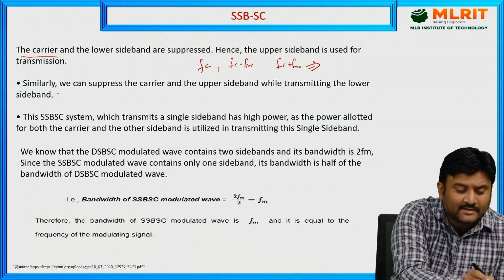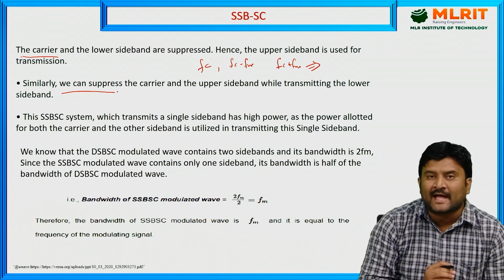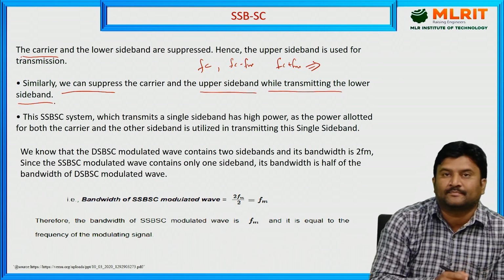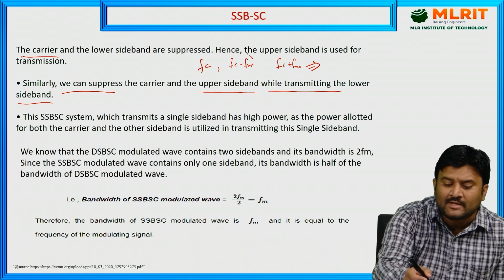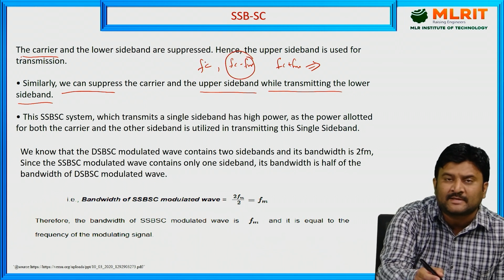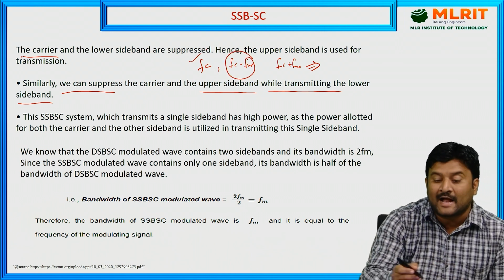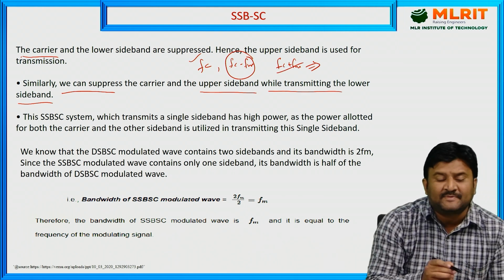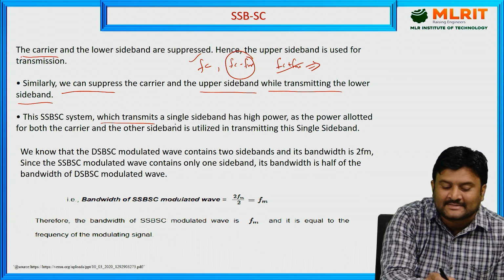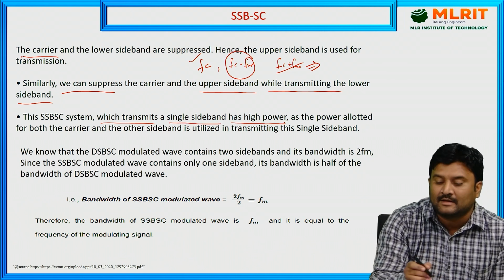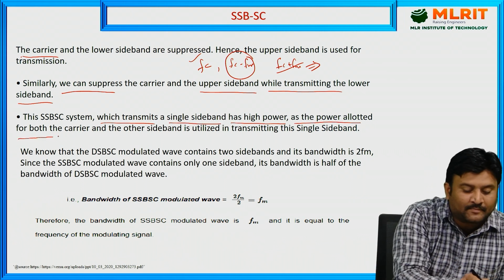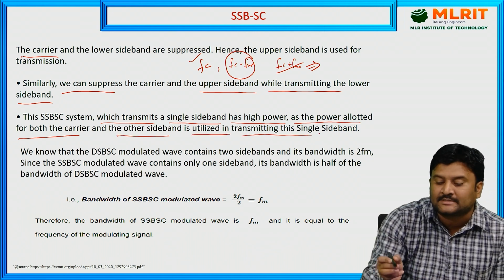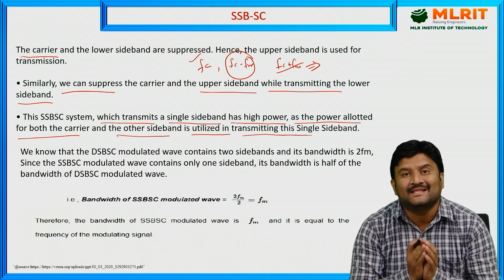Similarly, we can suppress the carrier and upper sideband while transmitting the lower sideband. If you transmit only FC minus FM, automatically you can suppress the FC carrier and the FC plus FM upper sideband. And this SSB-SC system, which transmits a single sideband, has high power, as the power allotted for both the carrier and the other sideband is utilized in transmitting the single sideband signal.